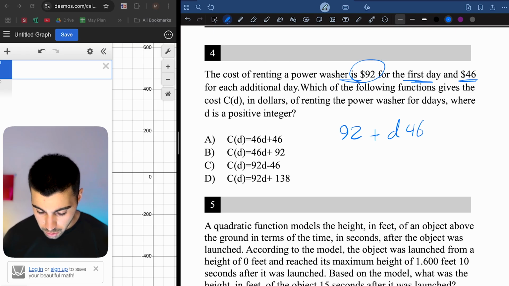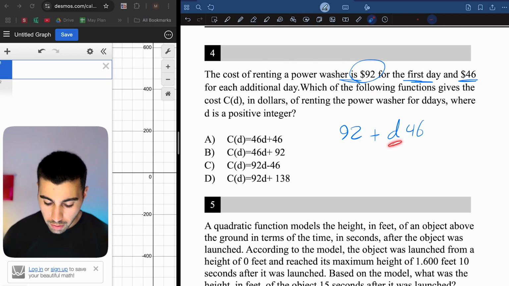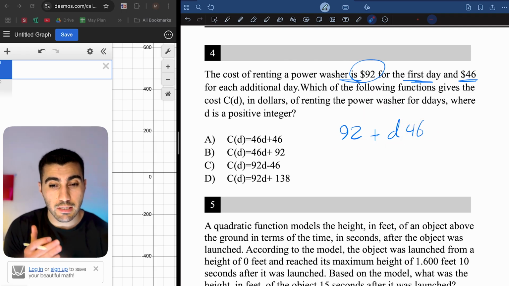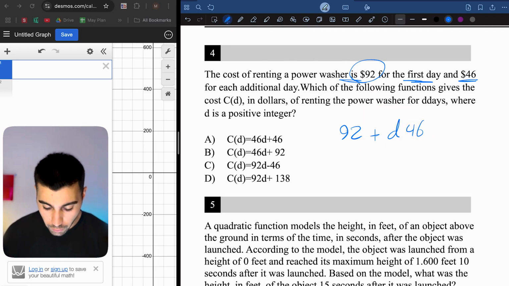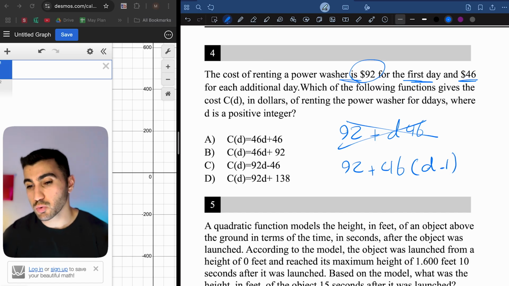But what is actually going to be correct is, we have to substitute this first day that we already said here is $92. We have to subtract this from the total number of days. D is the number of days. If we do it this way, then you are also multiplying the 46 by the first day as well. But the cost of the first day is already $92. So you have to subtract the first day from D. So the correct form is going to be 92 plus 46 times D minus 1. I subtracted the first day because I've already counted the first day's cost here.